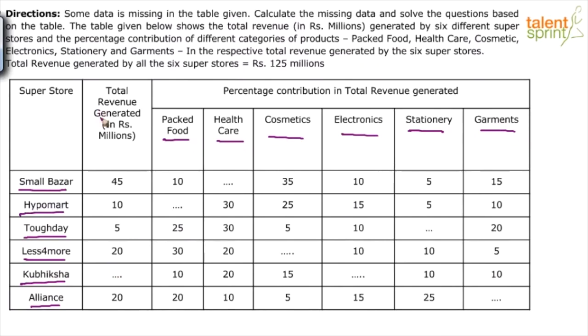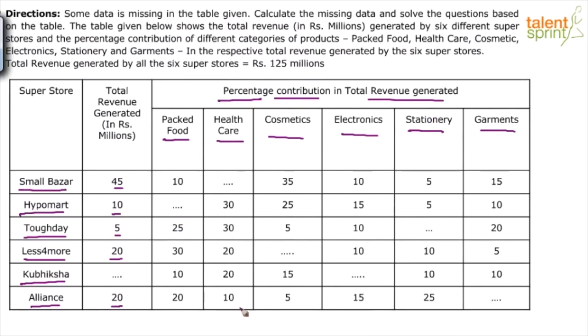Now the total revenue generated in millions is given for each of the superstores. Like total revenue generated by Small Bazaar is 45 millions, Hypomart 10 millions, right? Tough Day 5 millions, Less for More 20 millions. That for Kubik Shah is missing, but Alliance is 20 millions. And this part of the table talks about percentage contribution in total revenue generated.